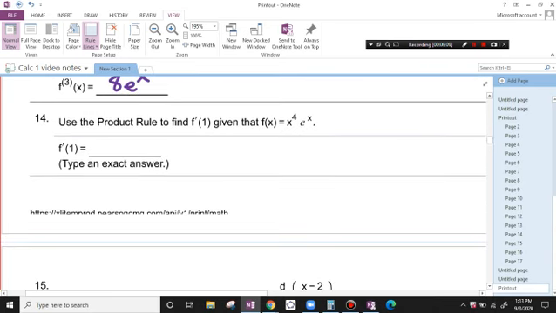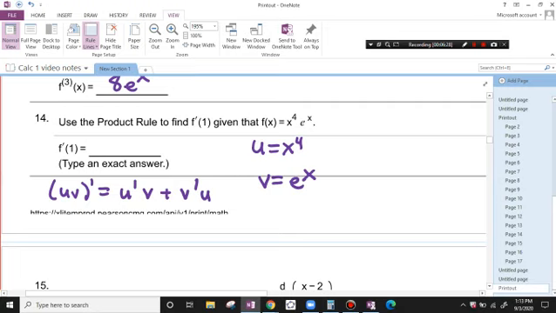Product rule: remember that if I have the derivative of one function times another, it's the derivative of the first function times the second, plus the derivative of the second function times the first. We'll align our functions here. We'll let u be x to the fourth. We'll let v equal e to the x. To use the product rule, we'll need the derivatives.